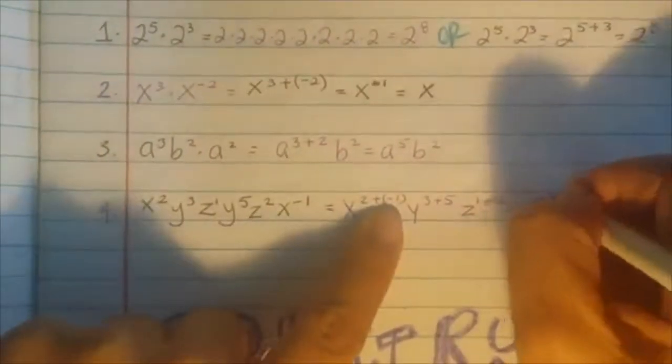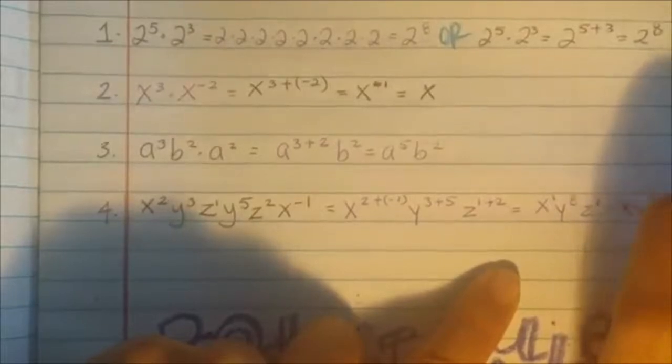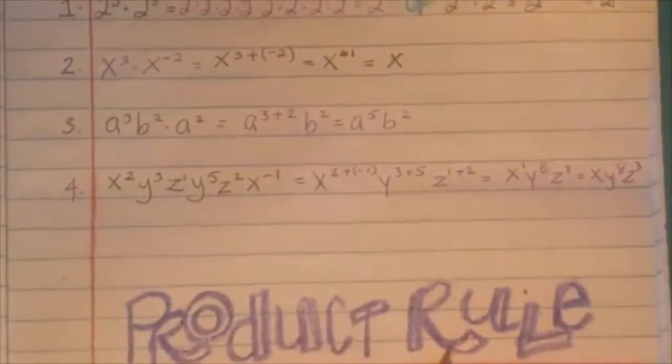So now we're just going to simplify that. We're going to get x to the 1 power, y to the 8th power, z to the 3rd power. I'm just going to rewrite that because it's an invisible 1. So x, y to the 8th, z to the 3. So remember the product rule, you add.